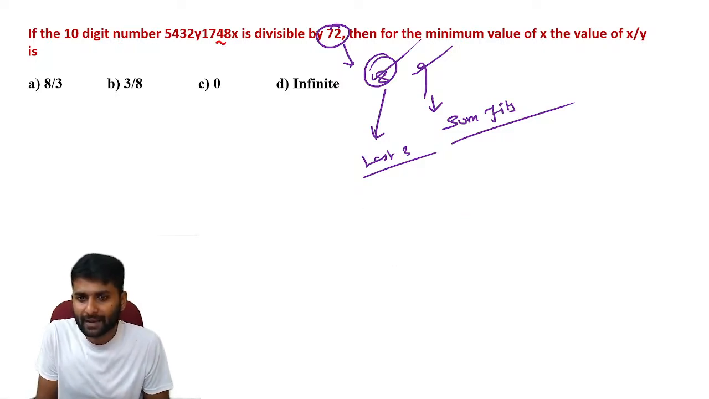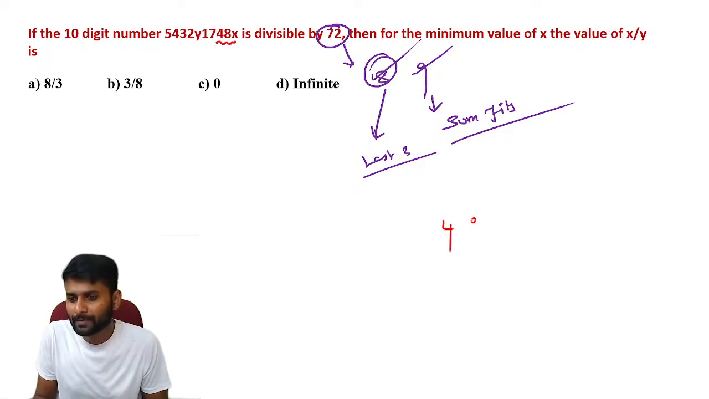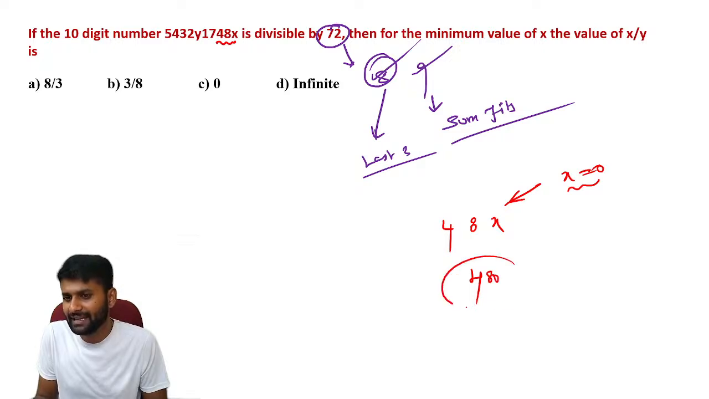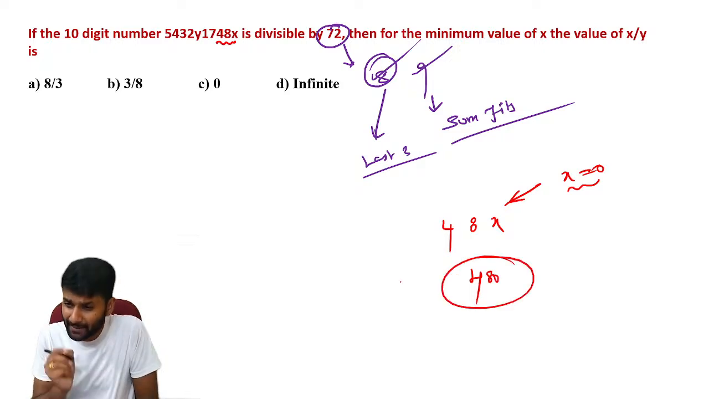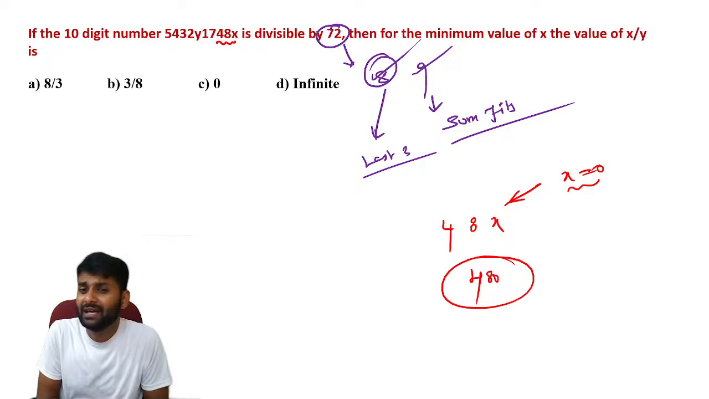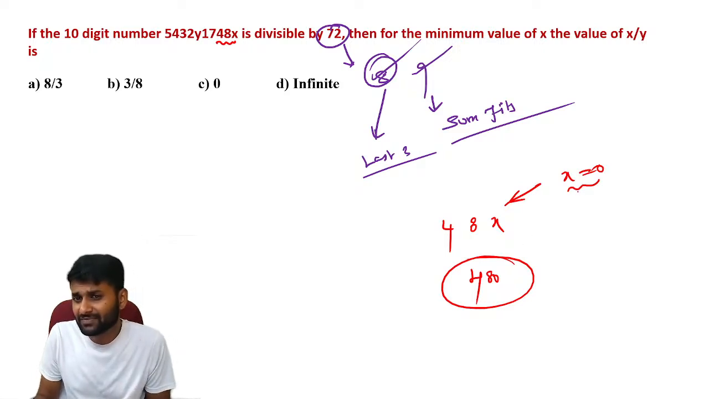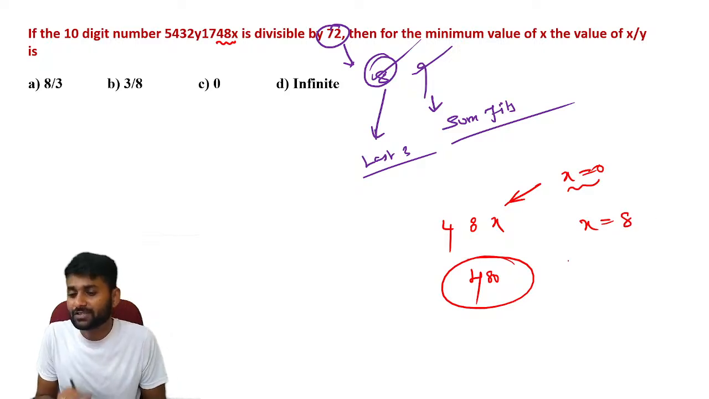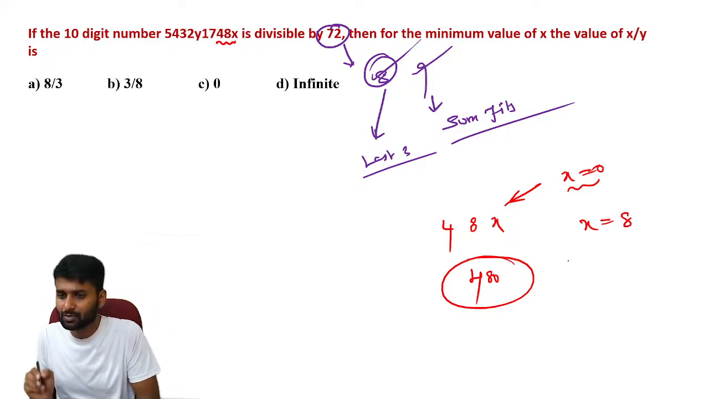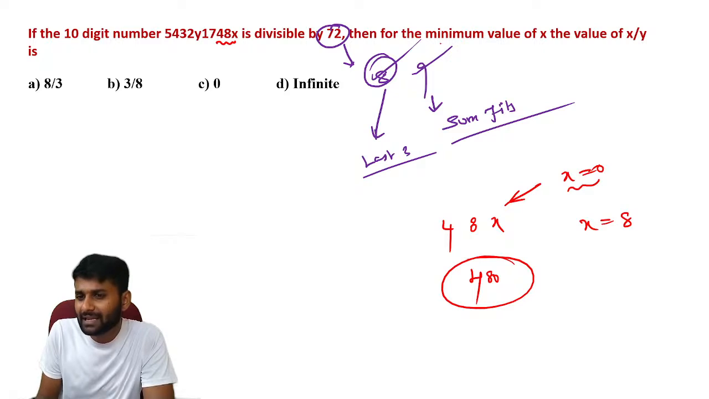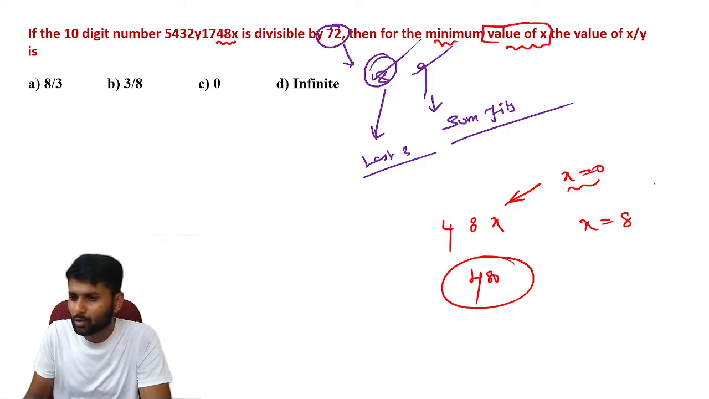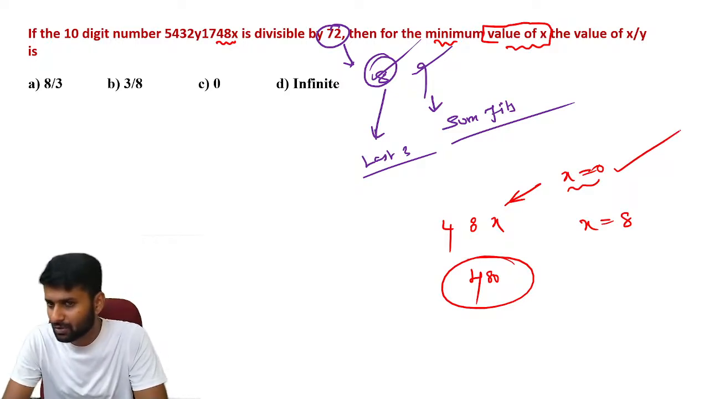Let's go through that. Pick the last 3 digits 4, 8, x. So we can say that x is equal to 0. Why? Because 480 is exactly divisible by 8. Now x can also be 8, because 488 is also divisible by 8. But they clearly mention the minimum value of x. Out of two numbers, the minimum value of x is 0.